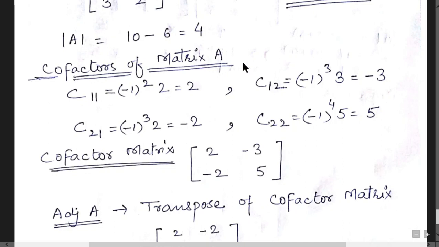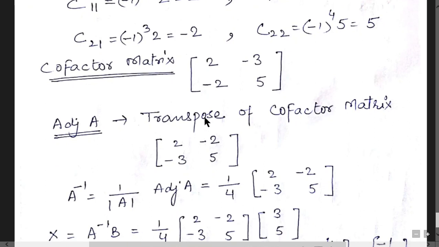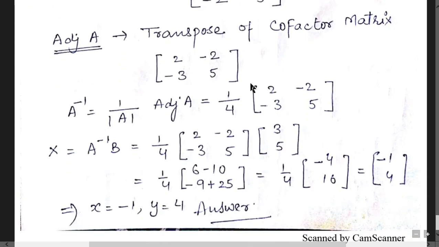Calculation of the cofactor matrix. Then the adjoint, the transpose of that particular cofactor matrix. Then the inverse. After the calculation of the inverse, you can multiply inverse with B. It's 2 into 3, 6, minus 10, minus 9 plus 25, minus 4 and 16, then divide by 4. Answer is minus 1 and 4.